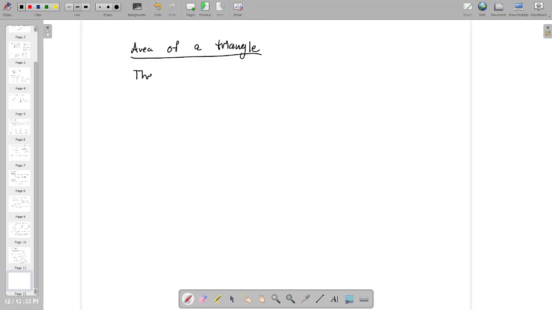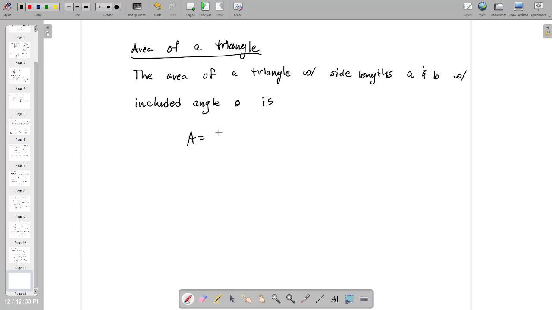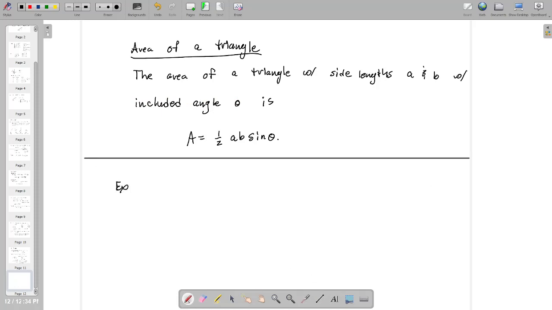Area of a triangle. The area of the triangle with side lengths a and b with included angle theta is A is equal to 1/2 a times b times sine theta. And we just went over this in the last slide and showed how to prove this. Now, I will note, you do need the included angle theta. You can't use an angle that's not included. But let's go ahead and do an example just to show you how this works.